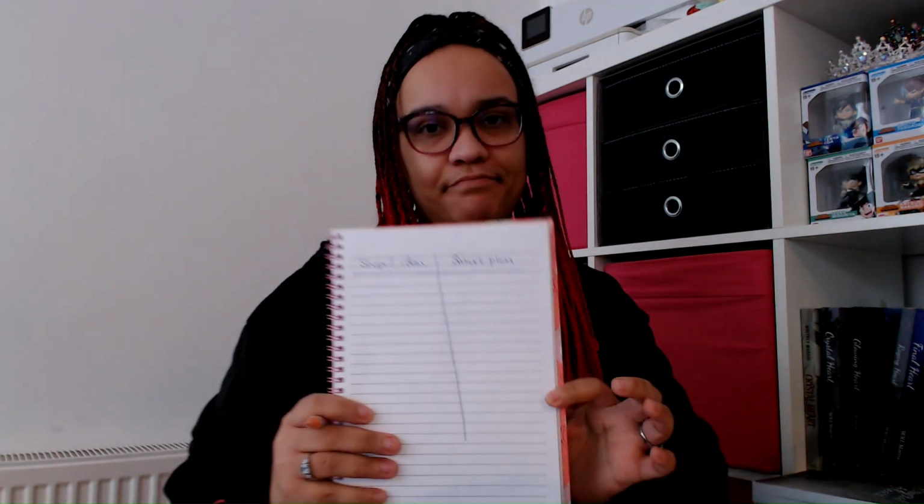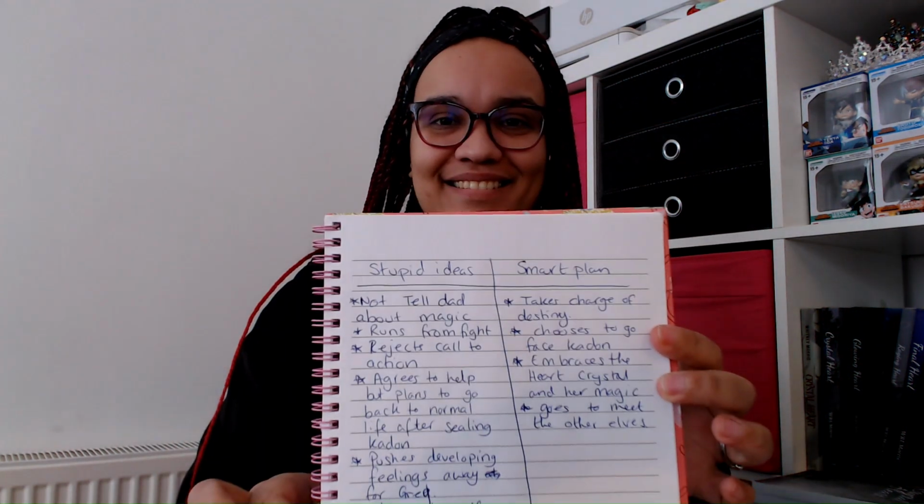So this is all in my little chart. This is what I do. I make a little chart. Like I will show you. So here we go. We got that. So she has stupid ideas, smart plan. Like so. And then this is the chart filled in.